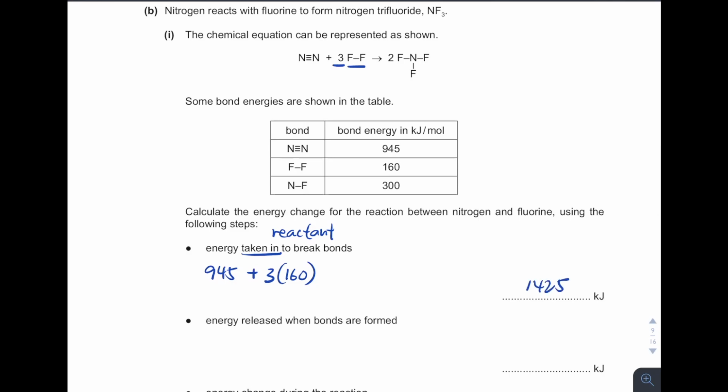Energy released to form bonds is always the bond energy at the product side. This is NF3. There are how many N-F bonds? 1, 2, 3. So the 1 N-F bond, you multiply by 3. But remember, there are how many NF3 here? There are 2, isn't it? So you have to multiply by 2. Eventually you get 1800.